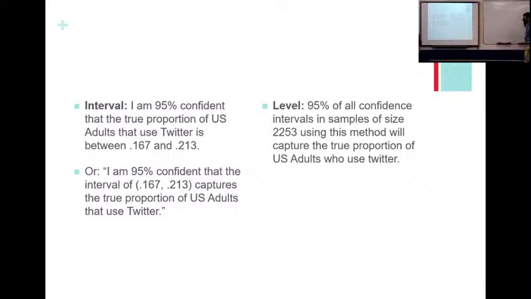So we're getting a range of values that we think is fairly reliable, that would actually have the population value in it.